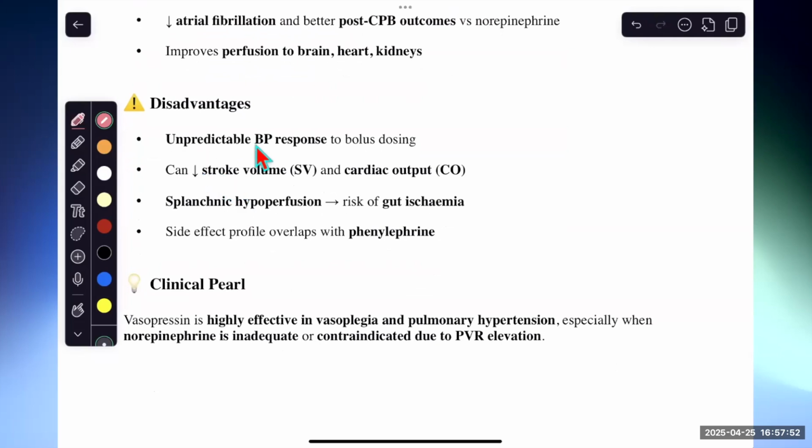Disadvantage, sometimes the pressure is unpredictable, especially with bolus. Okay, so make sure if you use a bolus, don't give too much. It can decrease splanchnic perfusion. This is something we saw a lot in old patients especially. Keep in mind that it can cause gut ischemia, especially in older patients.